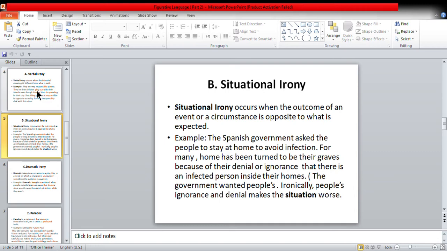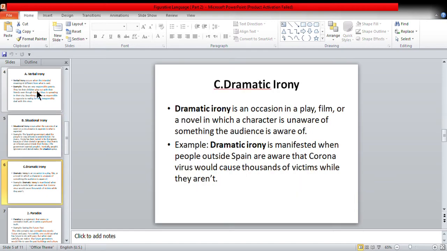For many, home has been turned into their graves because of their denial or ignorance that there is an infected person inside their homes. The government wanted the people's safety. Ironically, people's ignorance and denial makes the situation worse.